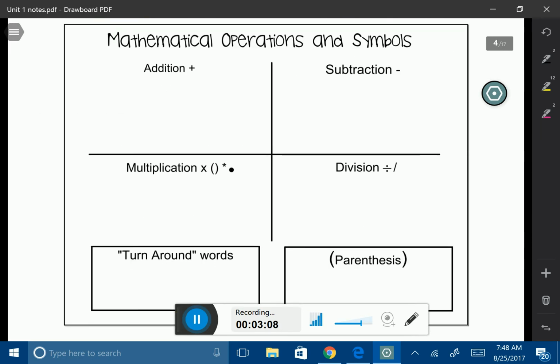Okay, on this next page, I would like you to fill out some information within these spaces. We're going to be looking at the mathematical operations and symbols that we use to identify the words addition, subtraction, multiplication, division. Basically words that, when you see that word, it means addition or subtraction or multiplication or division. Then we're going to talk about some turnaround words, and we're going to talk about what happens whenever you have parentheses. So as we talk about these, I would like you to fill in what we talk about in these spaces.